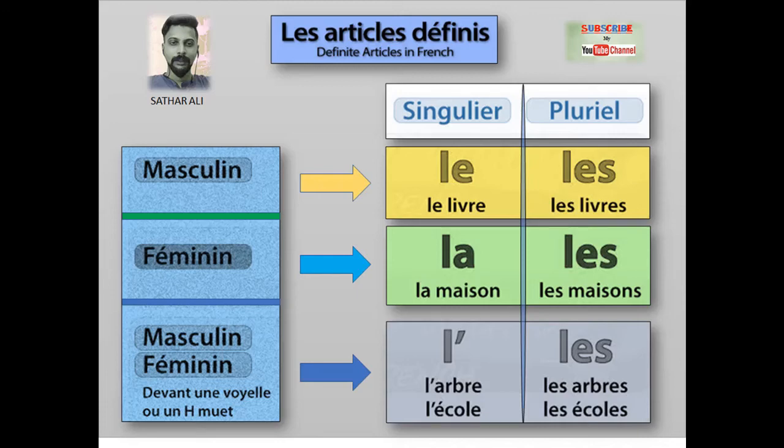We are going to learn les articles définis today, definite articles in French. You also know that in English we have articles. Definite articles, we have only one definite article in English. But in French, we have three. I'm not kidding. We have le, la, les. It means the. They are all the same in their meanings.